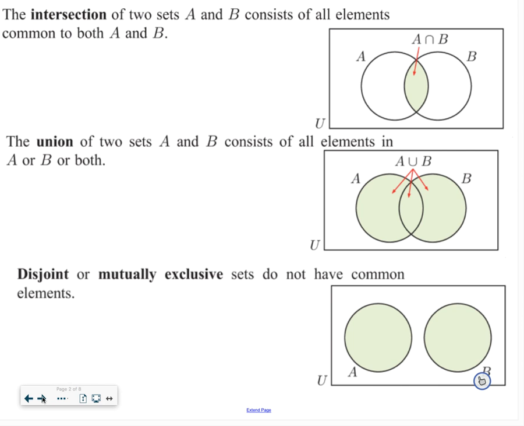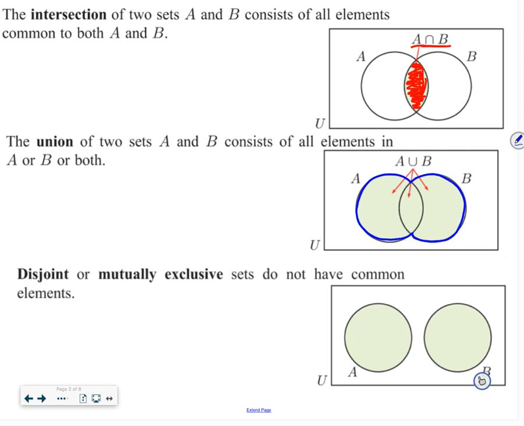Okay, so when we have intersections of two sets, so intersection is this upside down U. So the intersection of A and B is where these two circles overlap. So elements in this region are going to be the intersection of A, B. The union of two sets A and B consists of all the elements. So we can see in this diagram here, if we bring all the elements together in A and in B, it is going to be represented by this region here, A union B.